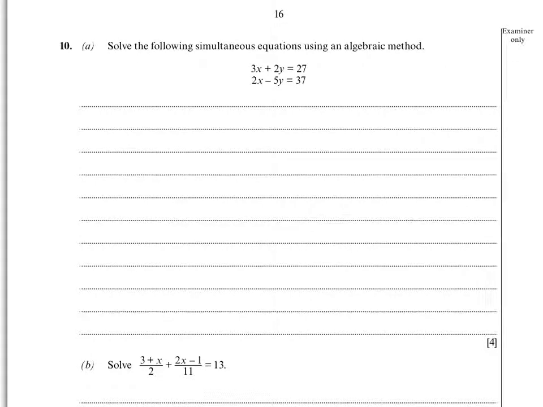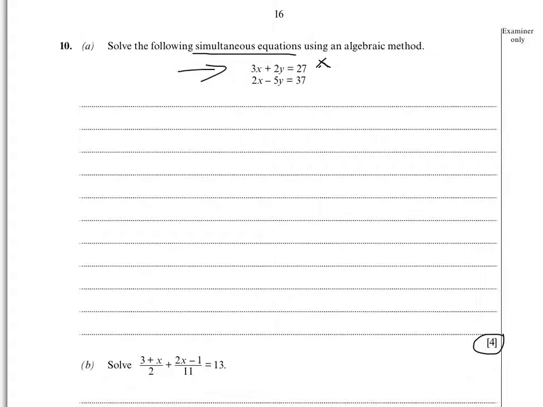Question 10a is a simultaneous equation question, and it's worth 4 marks. The first thing we should notice when we're looking at our equation is that the x's are not the same and the y's aren't the same. And we know that we need to make them the same in order to be able to either add them or subtract them to eliminate one of our unknowns. So the first thing I'll have a look at is how I can make those the same.